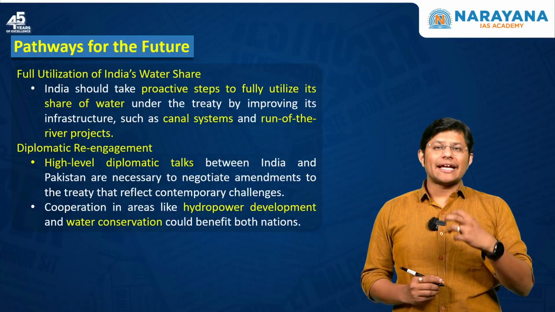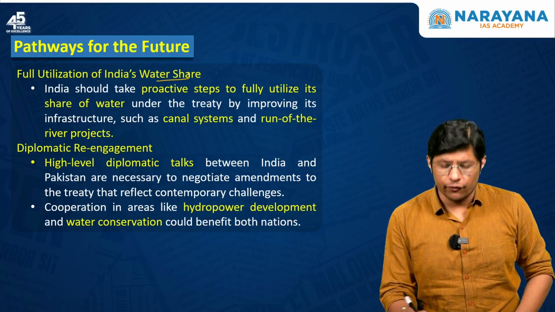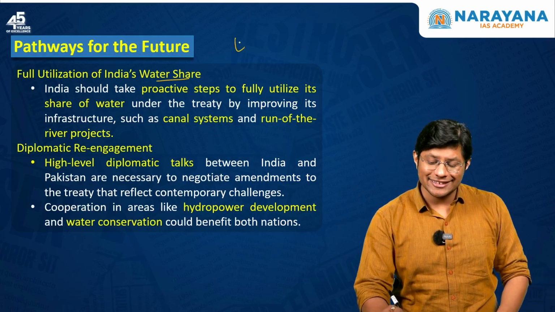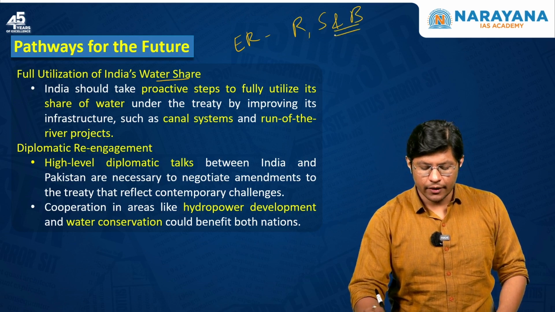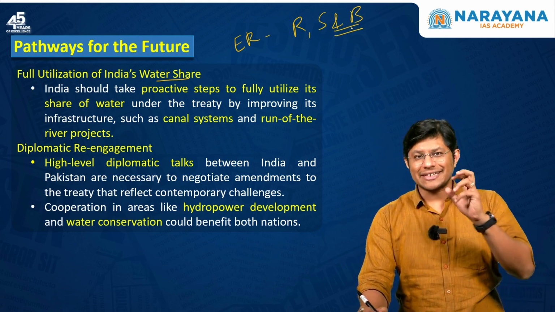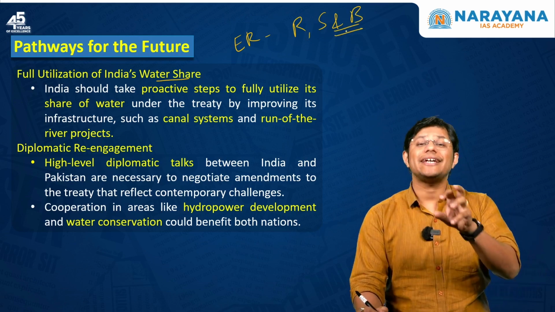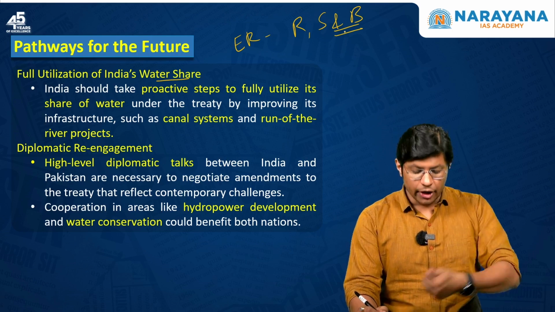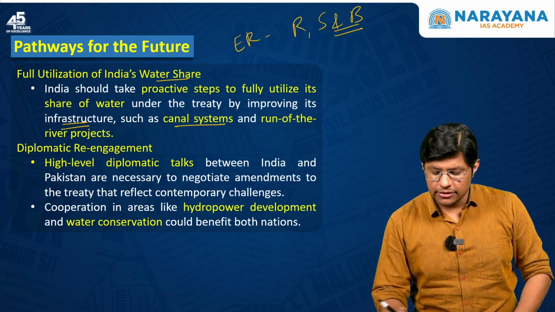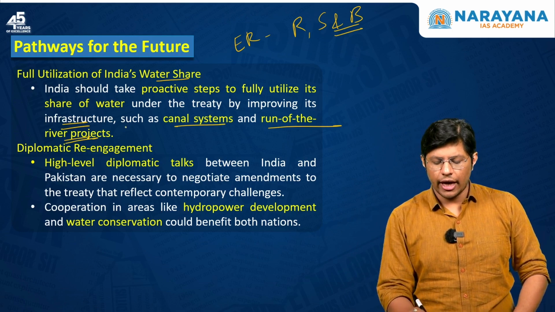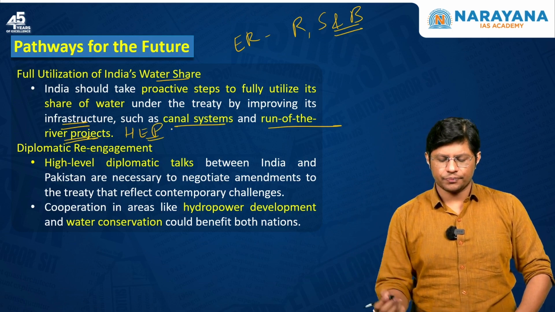Next, full utilization of India's watershed. Now, we know that we have full control over the eastern rivers, the Ravi, Sutlej and Beas. Now, we have to fully maximize the usage of the eastern rivers. For that, we have to improve our infrastructure like the canal system and run of the river hydroelectric projects.